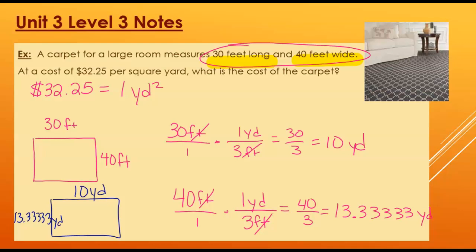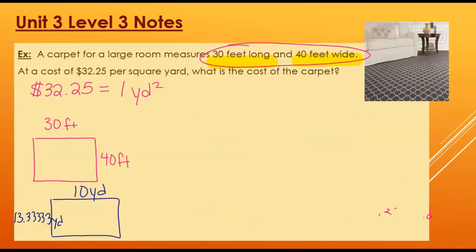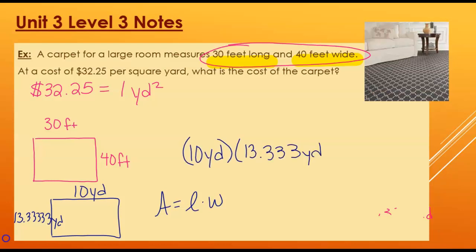Now let's multiply so that we get square yards. Now the area of our rectangle, or our large room, is length times width. So we have 10 yards times 13.3 repeating yards. And if I multiply that, I get 133.3 repeating. And yard times yard is yard squared, or that's really a square yard.